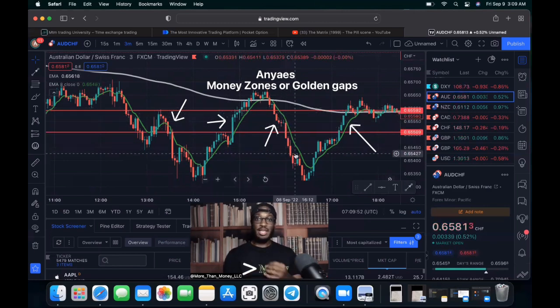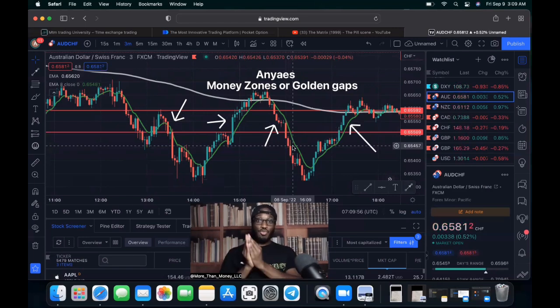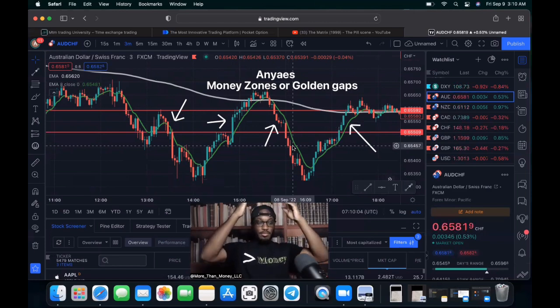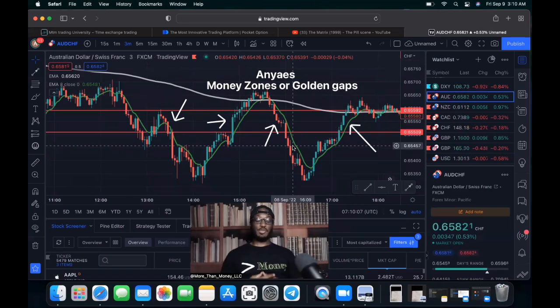Again, nothing is guaranteed, nothing is perfect, nothing is certain. This is why we manage our risk. And we know that eventually it's not going to continuously do it. But, as time exchange traders, as price trappers, we're here to catch some consistencies and some patterns in the market.